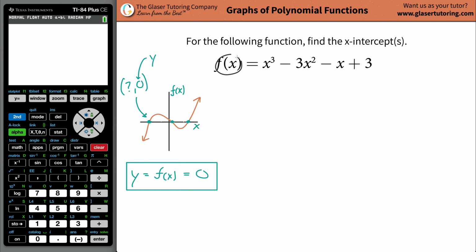So instead of having f of x here, I'm actually going to now plug in a number of 0. Okay, that's why we plug in a 0 there. This is now 0 equals x cubed minus 3x squared minus x plus 3.